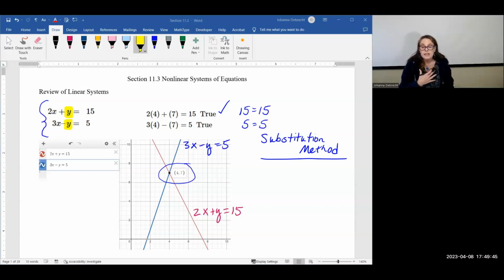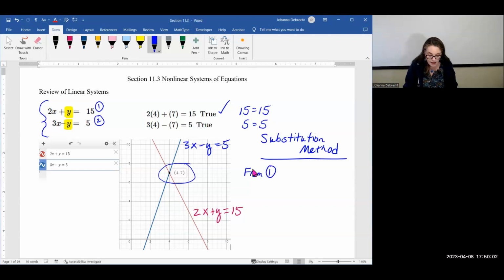Now, I prefer not to have the negative, so I'm going to take equation 1. And I'm going to label my equation so I know which equation it's coming from and which equation it is getting substituted into. So I'm going to write from equation 1, I have y equals 15 minus 2x. Now that came from equation 1, so I must use equation 2. You're required to use both.